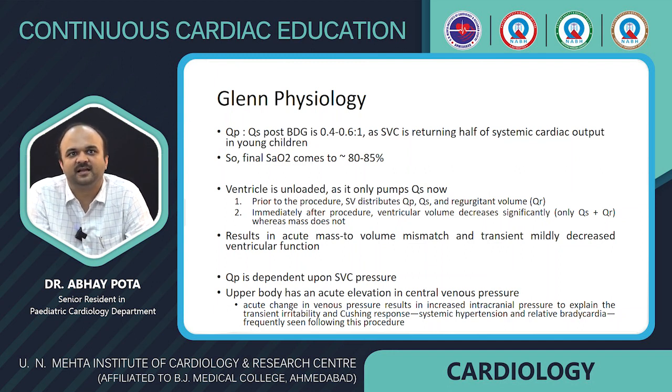So the upper body has an acute elevation in central venous pressure. Acute change in venous pressure results in increased ICP, which explains the transient irritability and Cushing response, that is, systemic hypertension and relative bradycardia, frequently seen following Glenn.